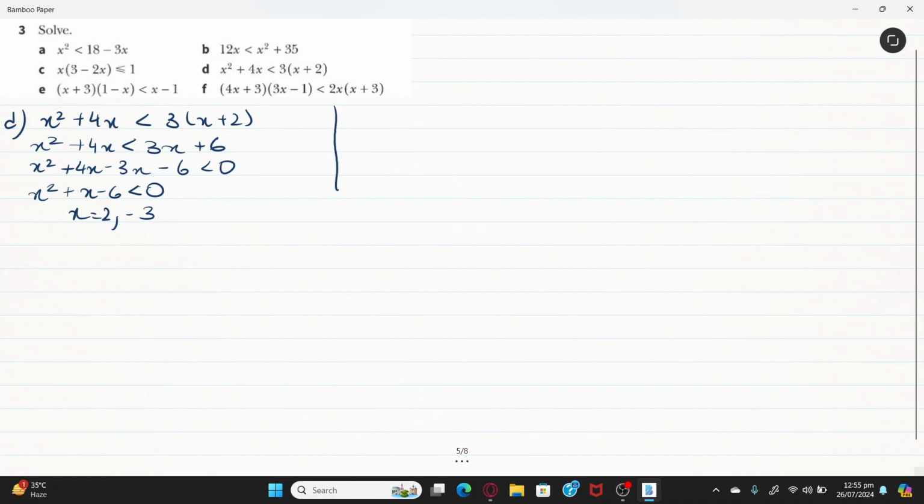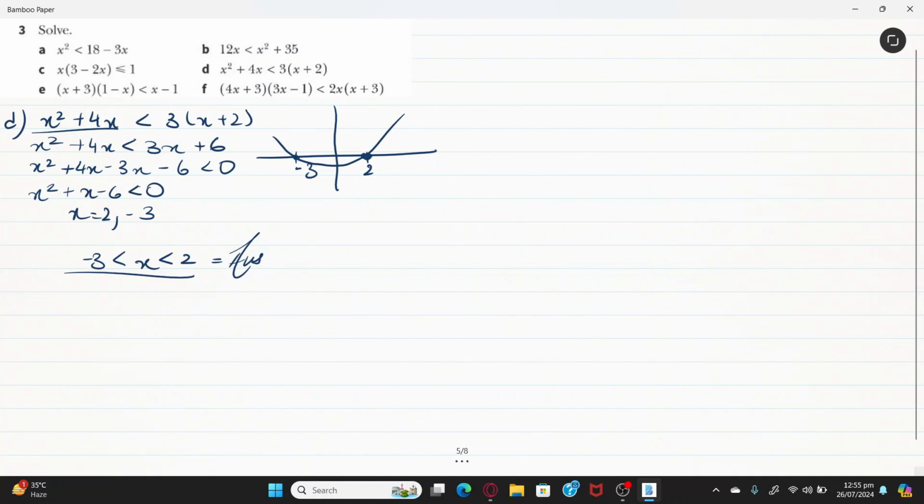So again, a small graph to visualize. -3 is somewhere like here and +2 here, and this is our parabola. What they've asked us are the values which are lesser than 0. So that means the values which are below the x-axis, and these are trapped between the points -3 and +2. So we can say whenever x is greater than -3 but lesser than +2, it's going to satisfy the equation in part D, x squared plus 4x is lesser than 3 multiplied by x plus 2. It's going to satisfy this quadratic inequality.